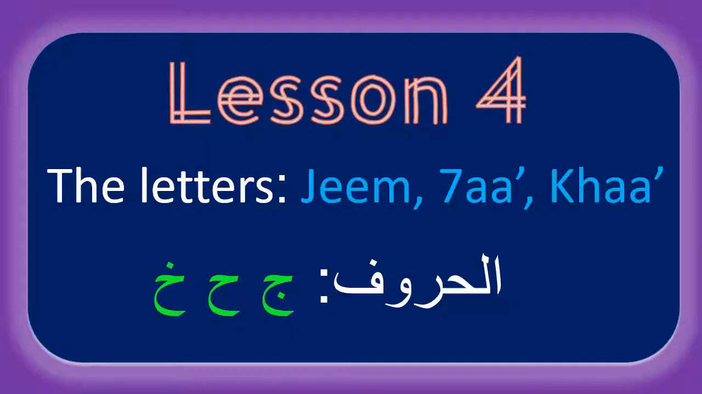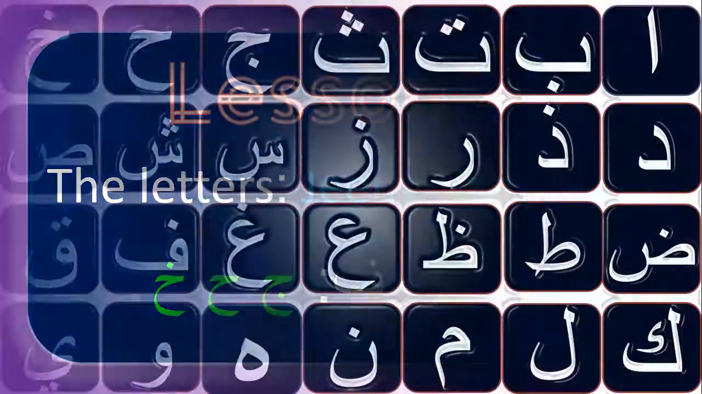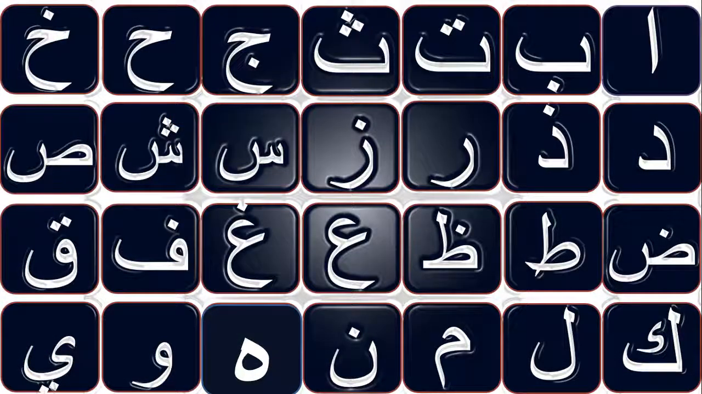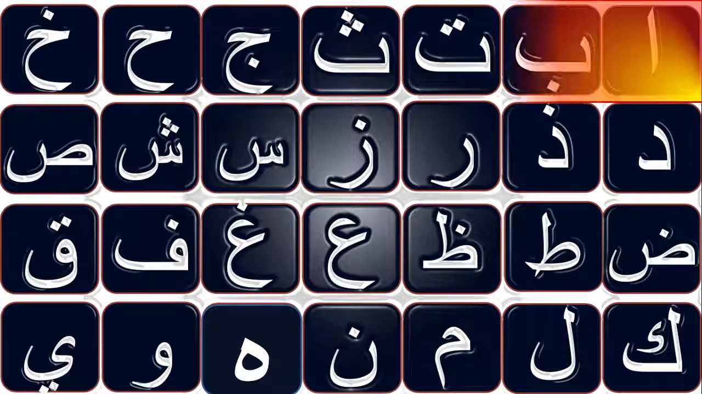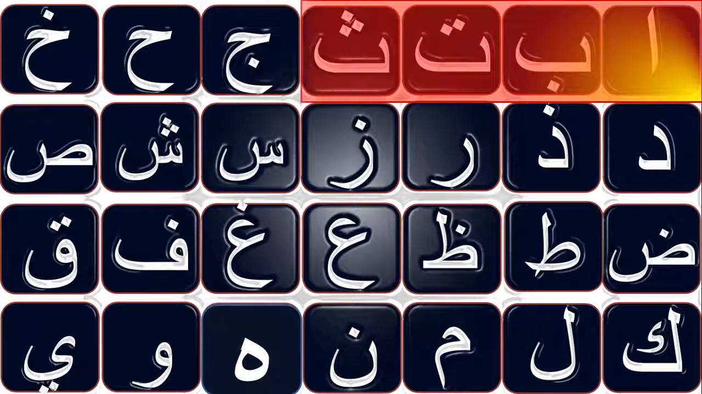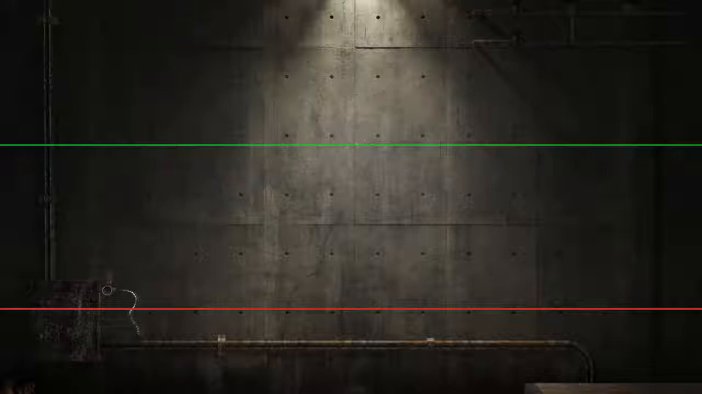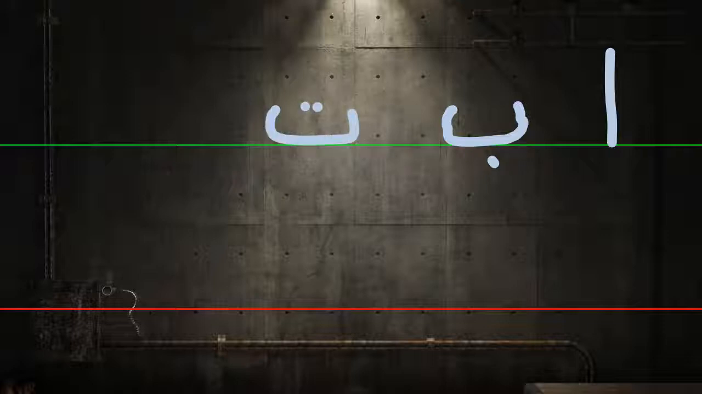In this lesson, I'm going to discuss 3 new letters of the Arabic alphabet: the Jeem, Ha, and Khaa. In the previous lessons, we talked about 4 of the Arabic alphabet letters: the Alif, Ba, Ta, and Tha. Let's review those letters quickly. Here is the Alif, the Ba, the Ta, and Tha.